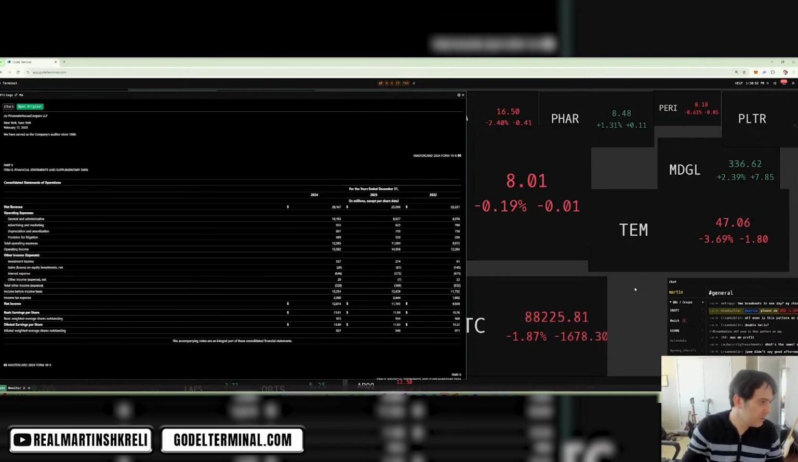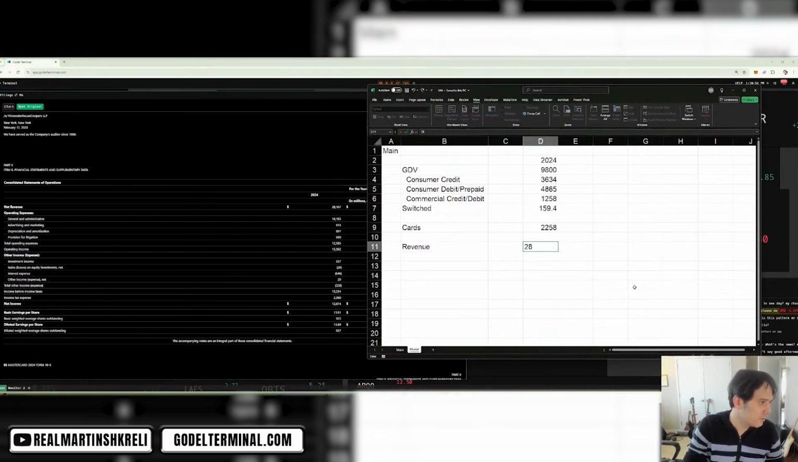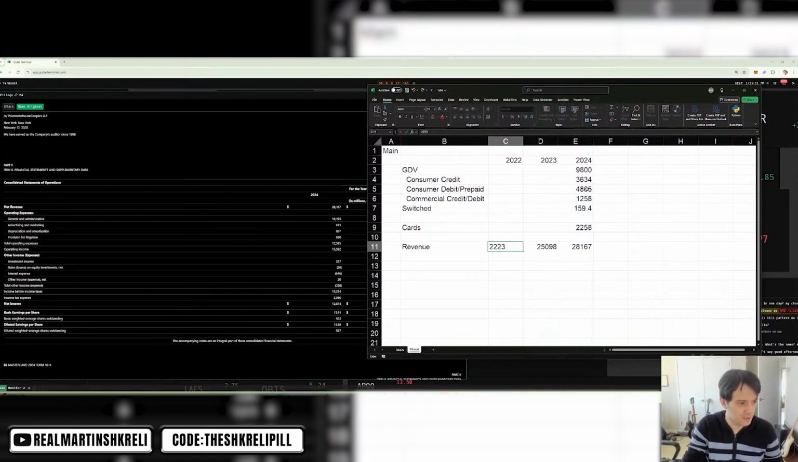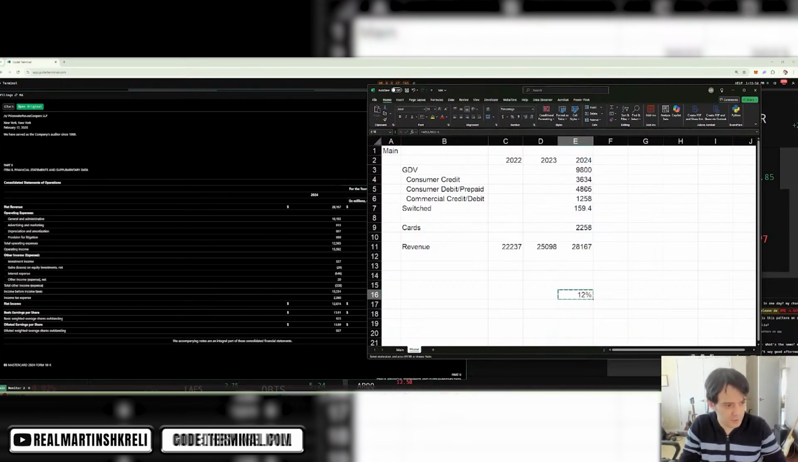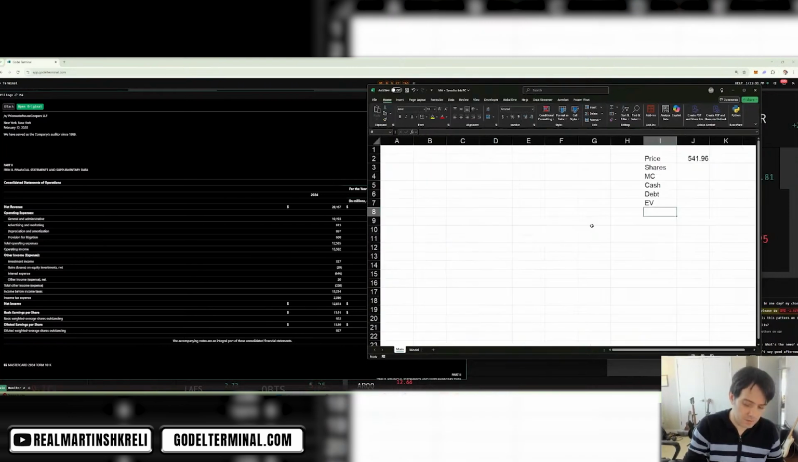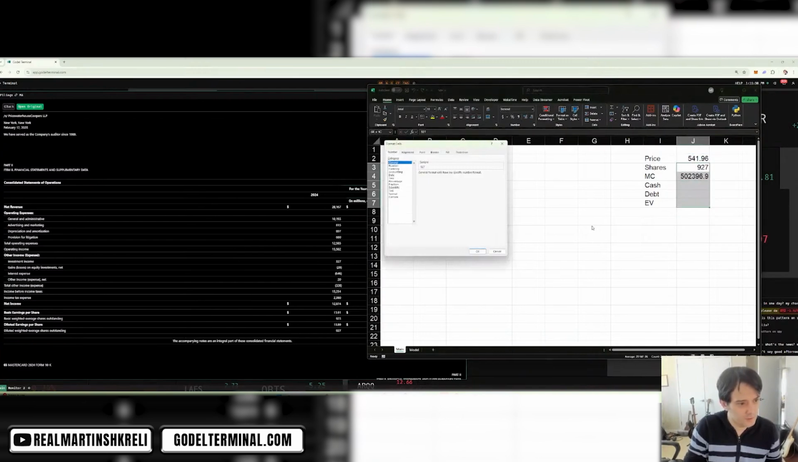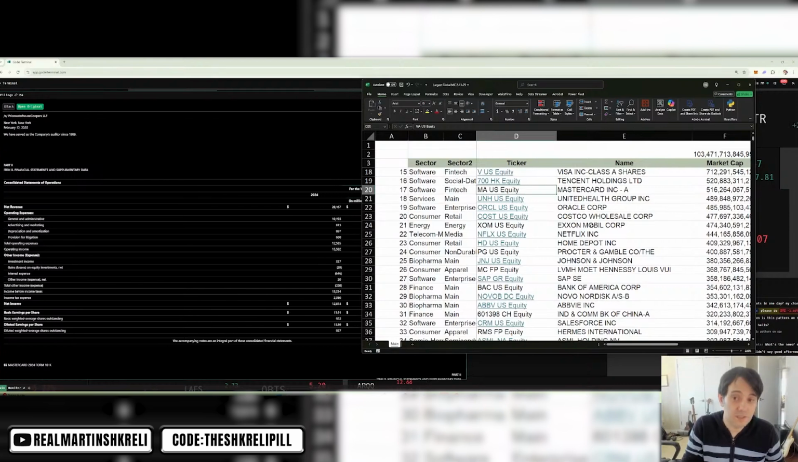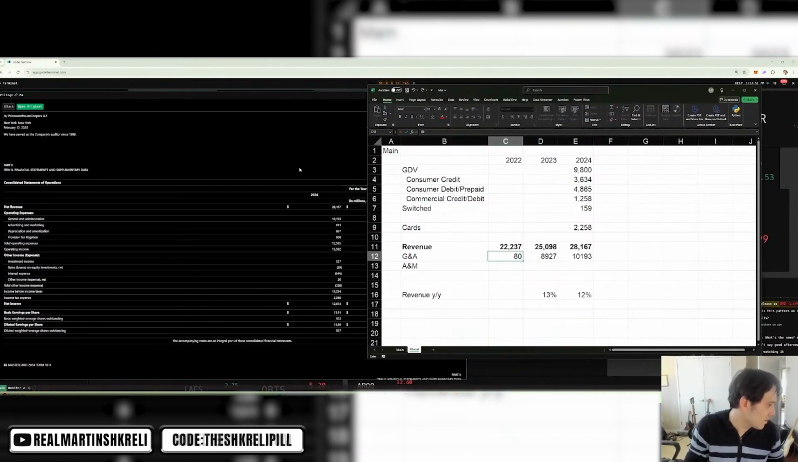Okay, so revenue, 28 billion. Last year, 25 billion. Year before that, 22 billion. So kind of crazy growth for a somewhat boring company. I mean, 12, 13% revenue growth is pretty solid earnings growth. Shares outstanding, 927 million. So market cap, 500 billion. Making it, it's got to be the top 20 in the world, right? 17th biggest company in the world. 17. So this is wild, the margins.